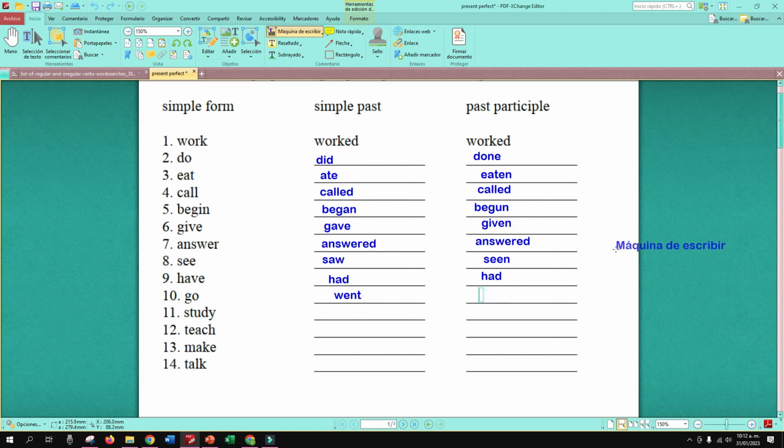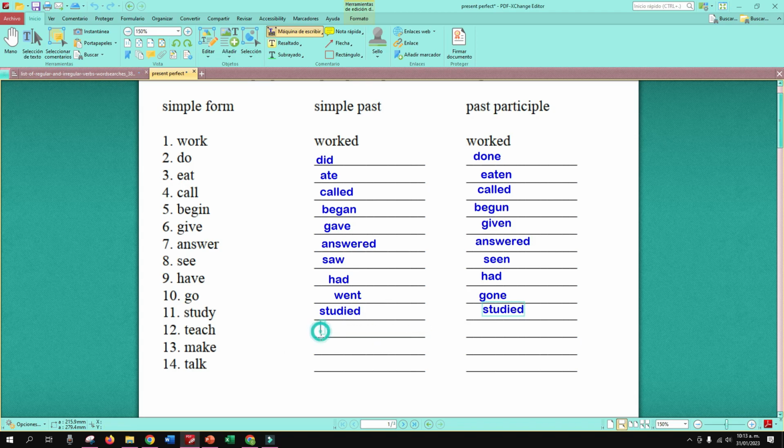Do you know? No? Okay, that will be gone. Go, went, gone. That will be the past participle. Okay? What about study? Is it regular or irregular? Study, right? You need to change that Y. There you have studied, right? Study, studied, studied, right?